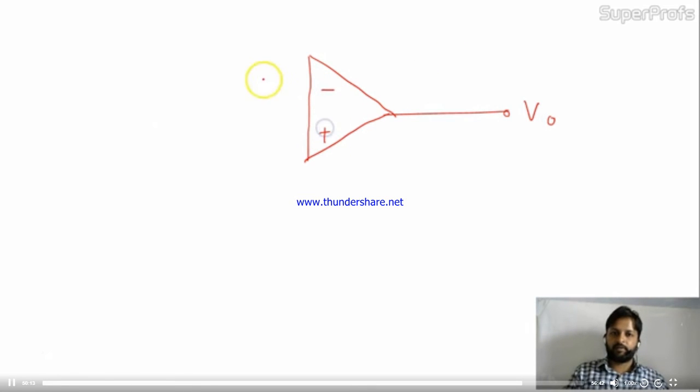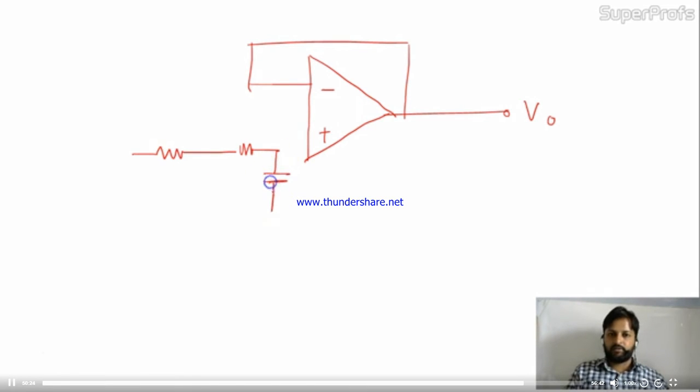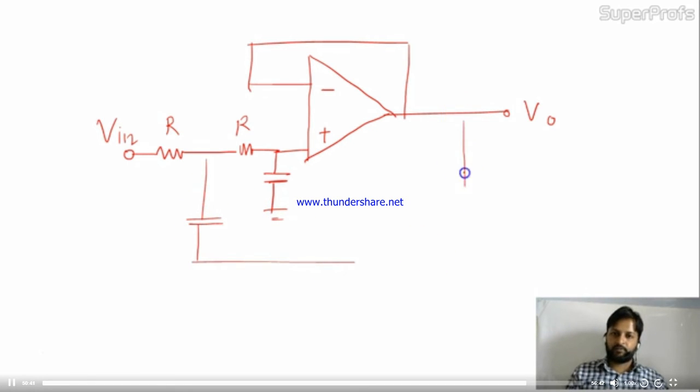Minus, plus, like this, connected over here. This is R, and a capacitor is connected at the non-inverting terminal, and to this R I applied V in. This is grounded, and this is connected over here at the output directly, like this.